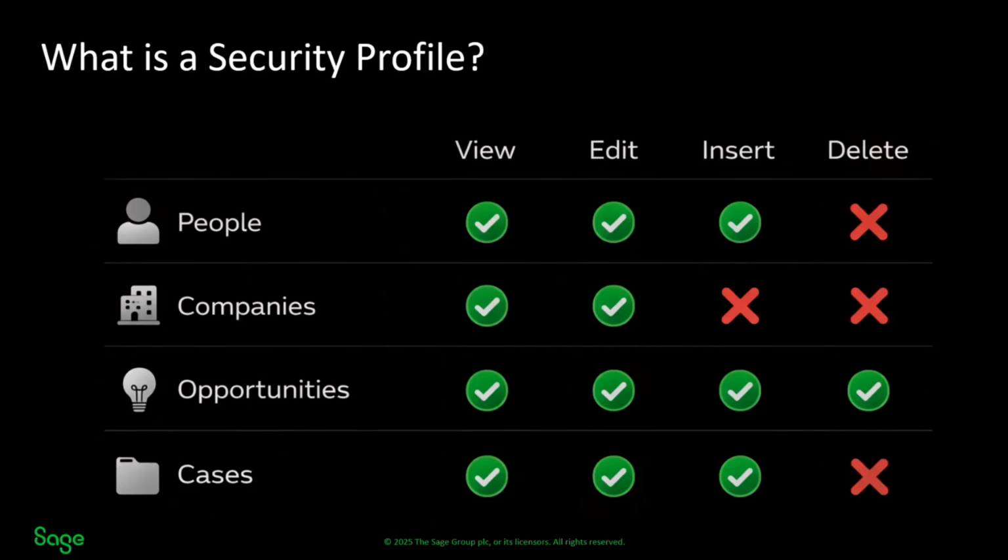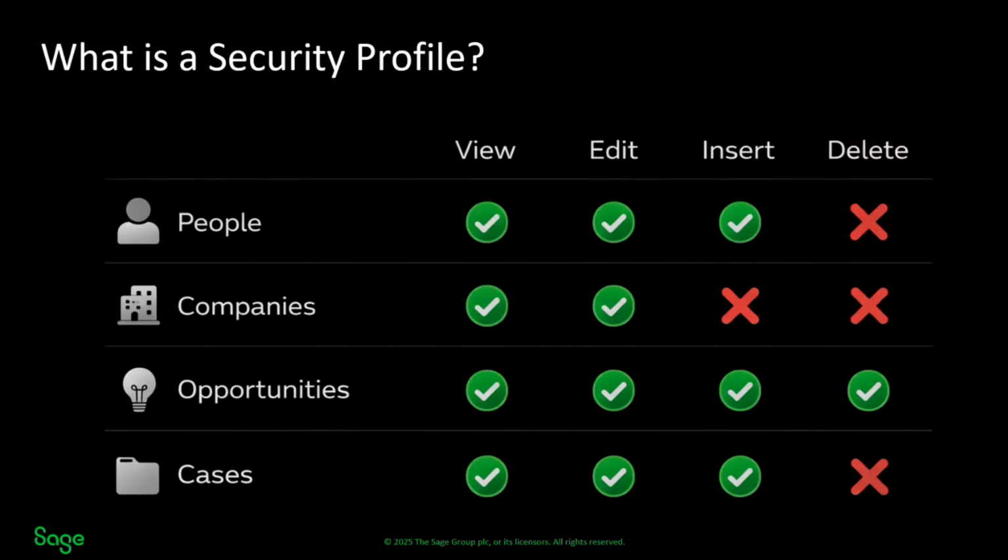So if we can't view opportunities, we wouldn't see the opportunities tab. If we can't edit something, then we wouldn't see the change button. And if we can't insert, then we don't get to see the new button to allow us to create new records of that type. And if we don't have the delete rights, then we wouldn't be able to remove a record from the interface.